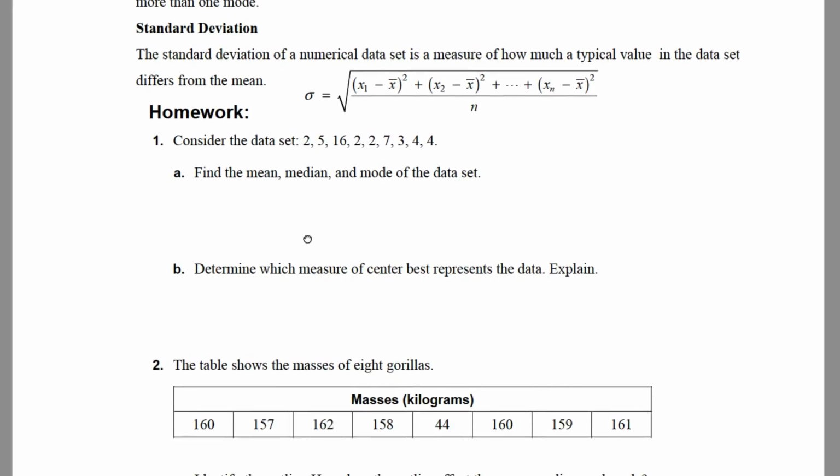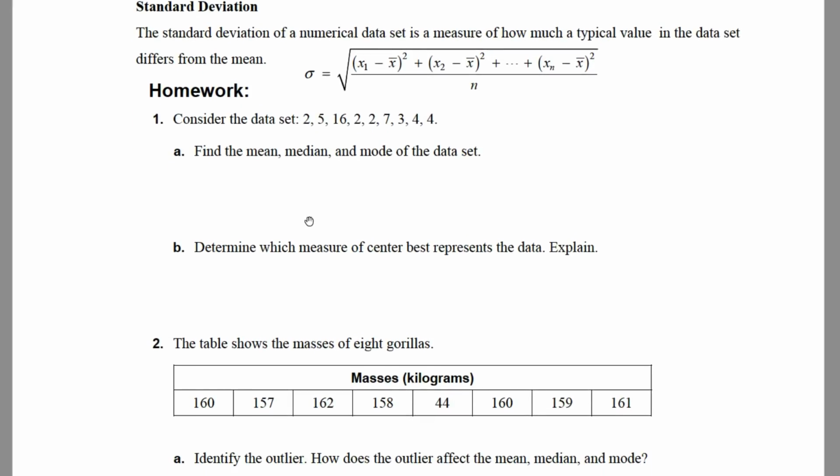So let's go through and we'll show you how to do all of this. In number 1, we have two parts, A and B. And we're asked to find the mean, median, and mode of the data set. Okay, let's start with mean. In order to get the mean, we have to add all of these up. So we take 2 plus 5 plus 16 plus 2 plus 2 plus 7 plus 3 plus 4 plus 4. So let's add all those up.